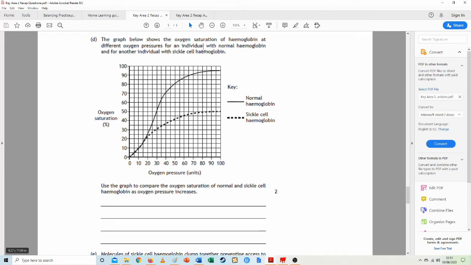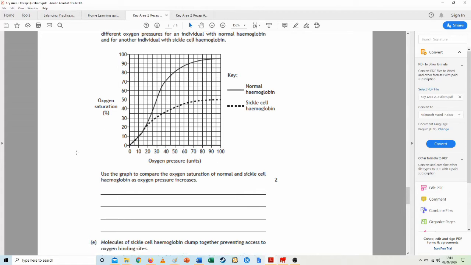in fact, I should probably read this bit first. The graph below shows oxygen saturation of hemoglobin at different oxygen pressures for an individual with normal hemoglobin and for another individual with sickle cell hemoglobin. So our sickle cell is our dashed line, our normal hemoglobin is our unbroken line. We've got oxygen saturation in percentage here going up from 0 to 100%, and we've got oxygen pressure in units. If they haven't given it in bars or anything like they could have done, but they've made it simpler by just saying units and giving you 0 to 100. Interestingly, that's probably making it easier than some of the higher graphs that you've come across.